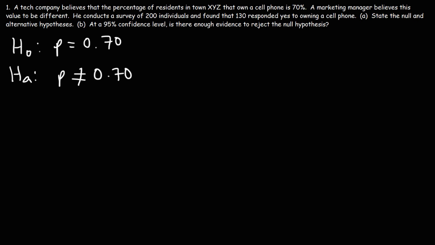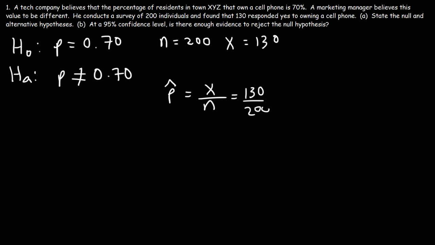Well, let's begin by writing down what we know. The sample size is 200 and 130 responded yes. So with that, we can calculate the sample proportion, which is going to be x over n. So that's 130 over 200, which reduces to 13 over 20. So the sample proportion is 0.65, which is not too far away from 0.7.